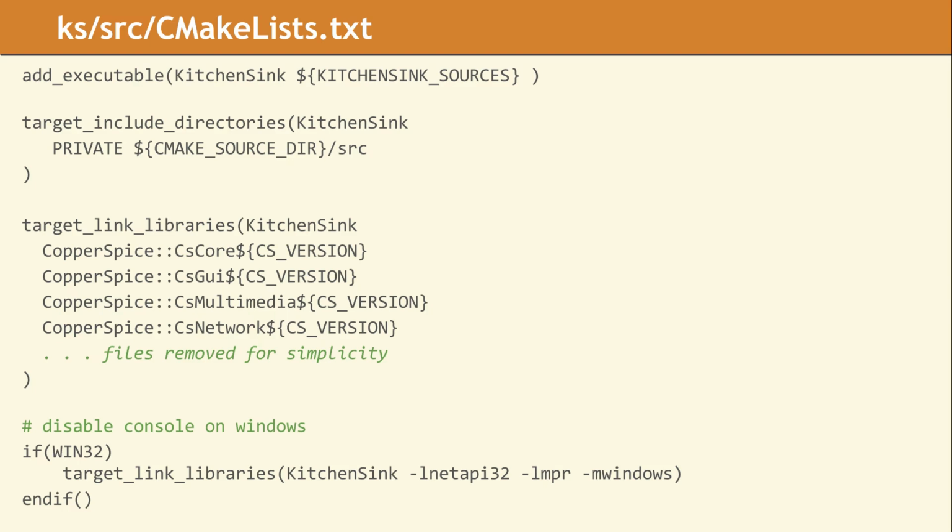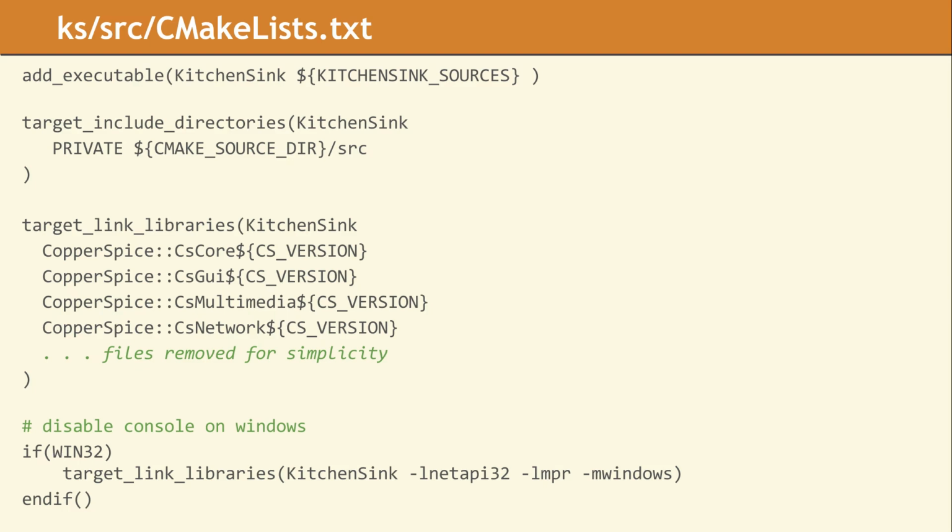The target include directories command is the preferred way of specifying include directories. This command sets the include path for only the Kitchen Sink executable instead of the entire build file. The target_link_libraries command specifies which libraries should be linked with Kitchen Sink. CopperSpice::CsCore looks like a C++ namespace. This is the syntax for linking with a library provided by a third-party package.